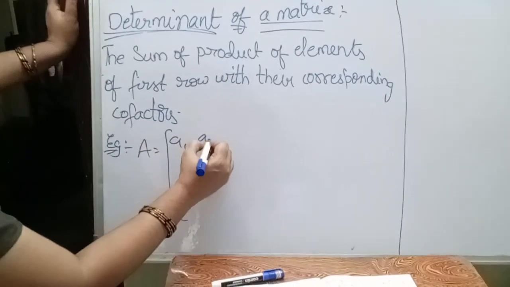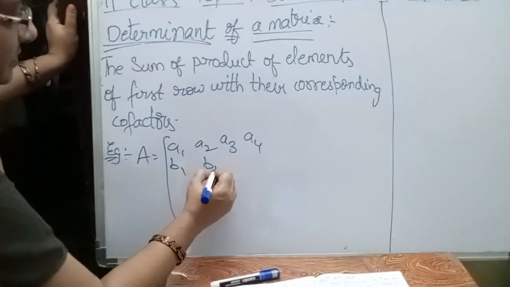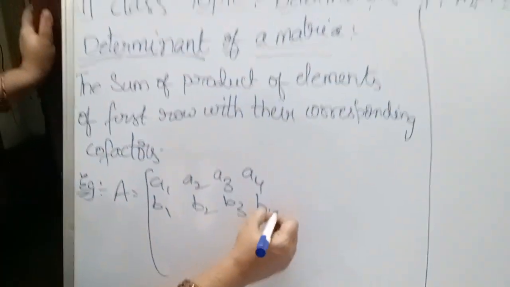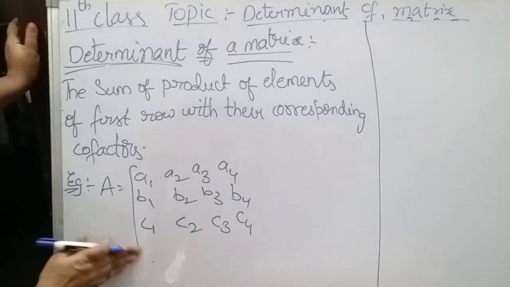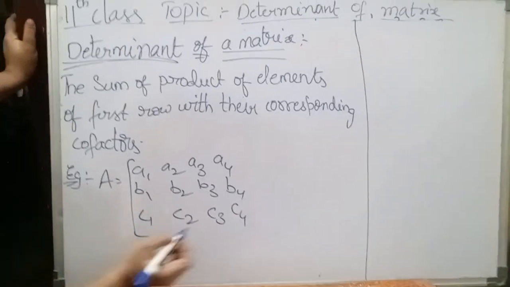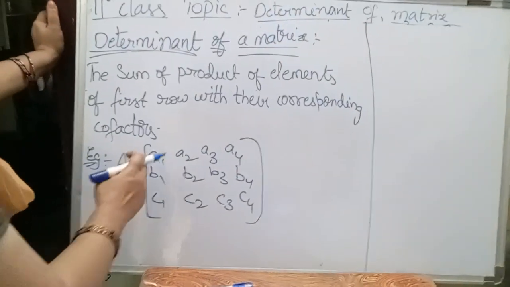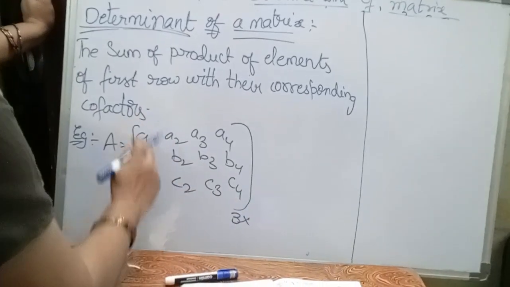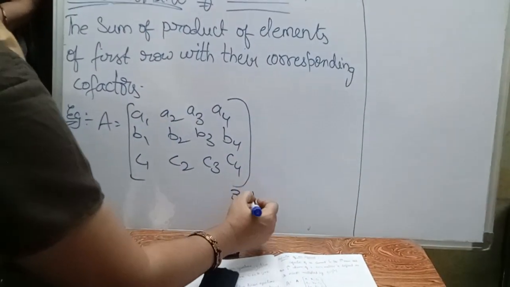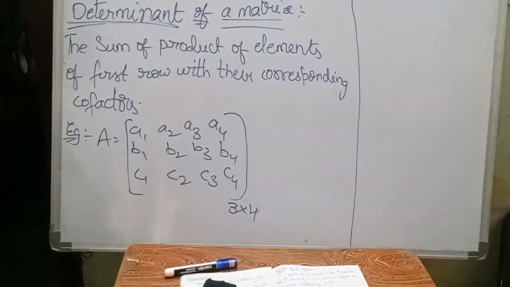Again, A equals A1, A2, A3, A4, B1, B2, B3, B4, C1, C2, C3, C4. So what is the order of this matrix? How many rows? 3 rows, into how many columns? 1, 2, 3, 4. So it is of order 3 by 4. Now, to find a determinant.